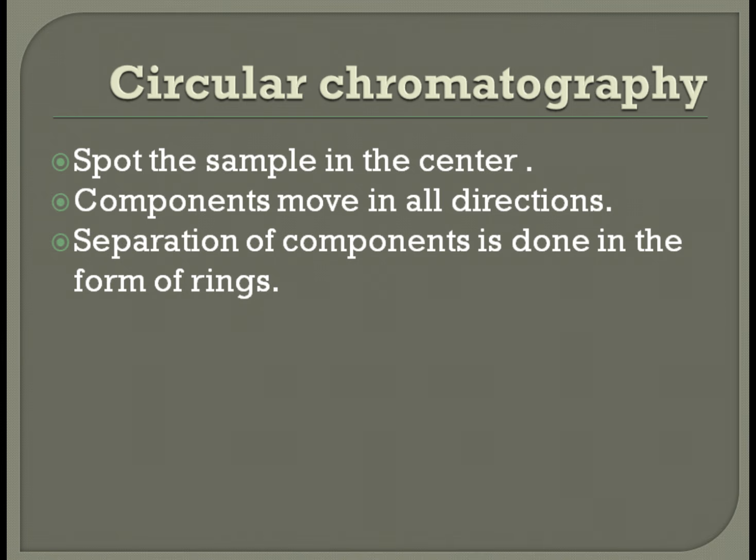This slide is about circular chromatography. In this method, the sample is spotted in the center of a circular filter paper. When the solvent is added, it spreads outward from the center due to capillary action. As the solvent moves, the components of the mixture also move with it in all directions. Because of their different affinities, the components separate and form separate concentric rings. So in circular chromatography, separation is seen as rings instead of spots or bands.